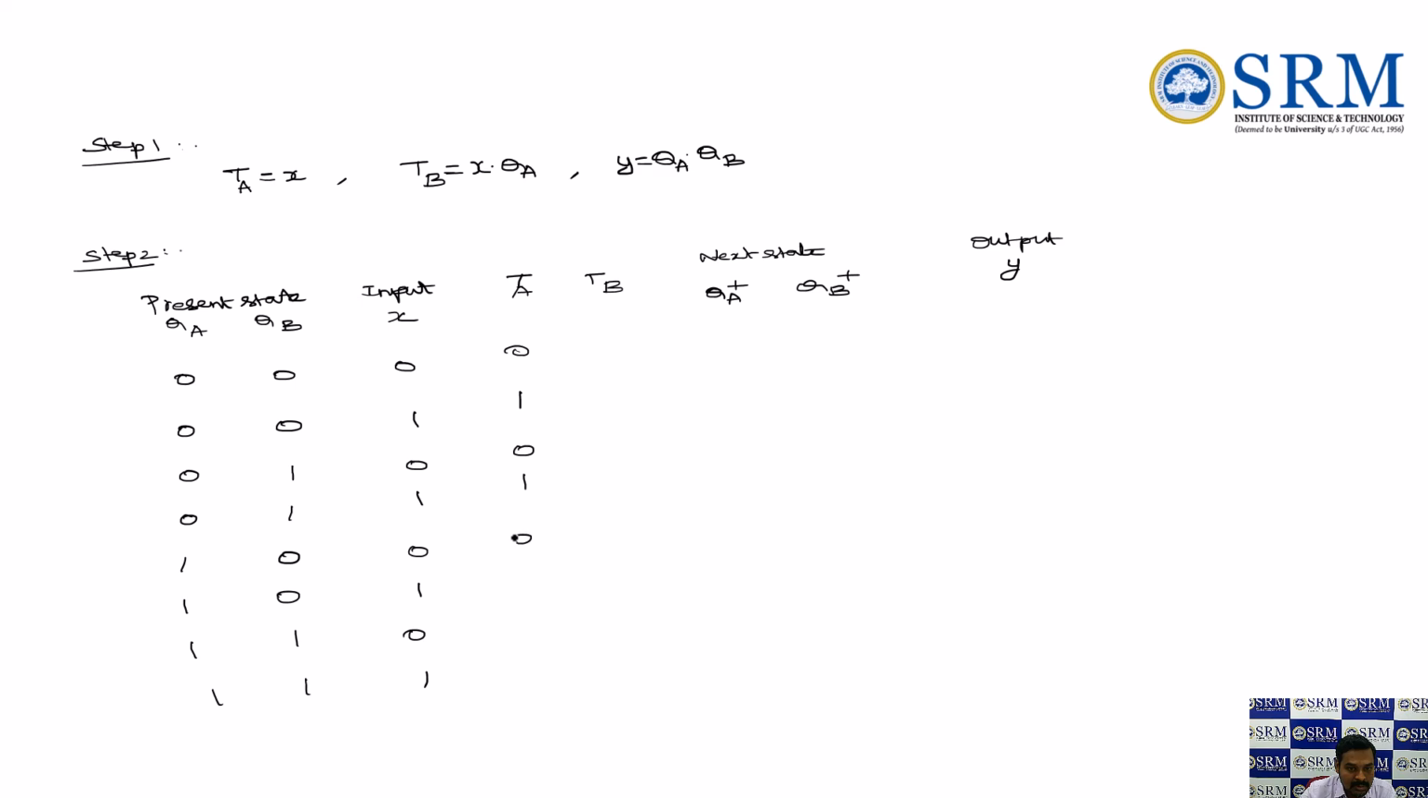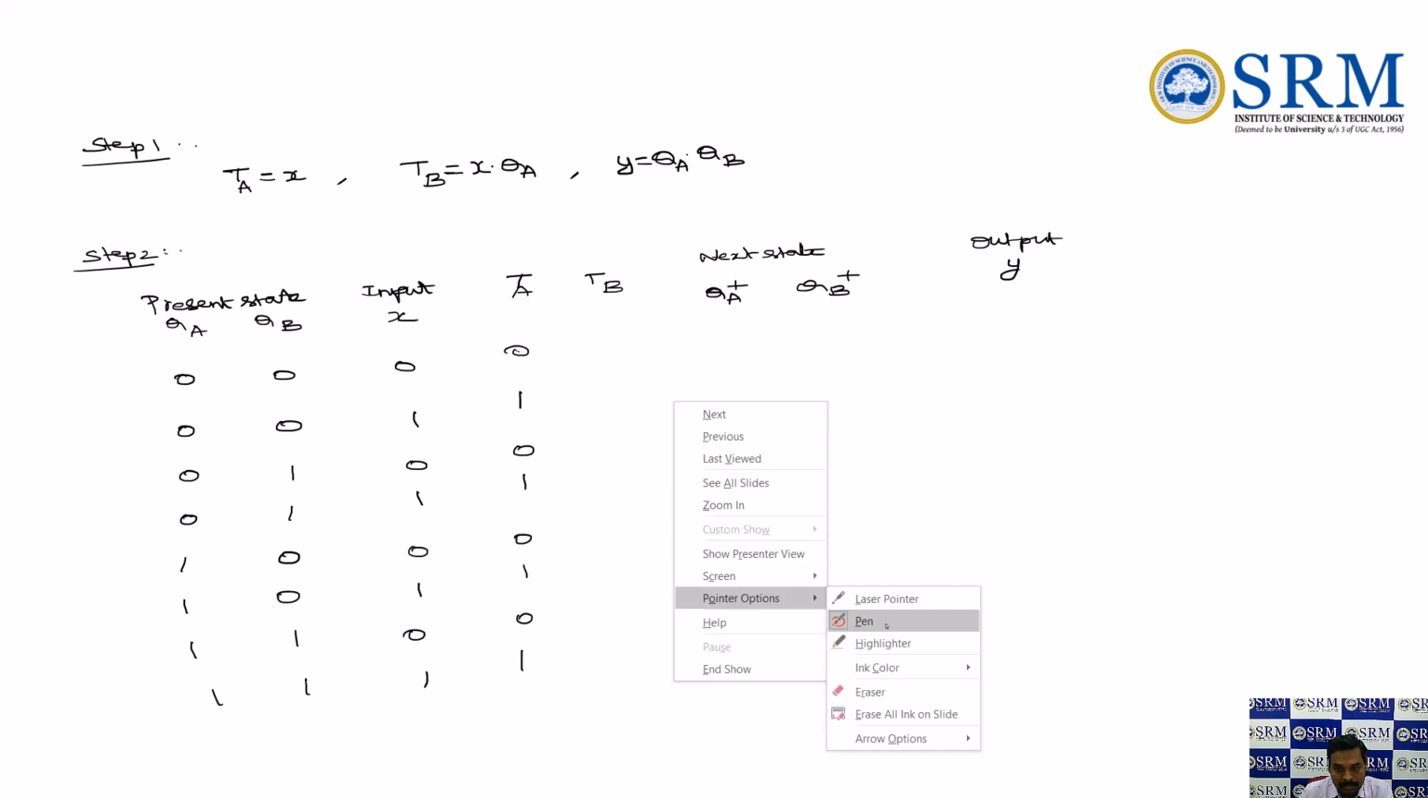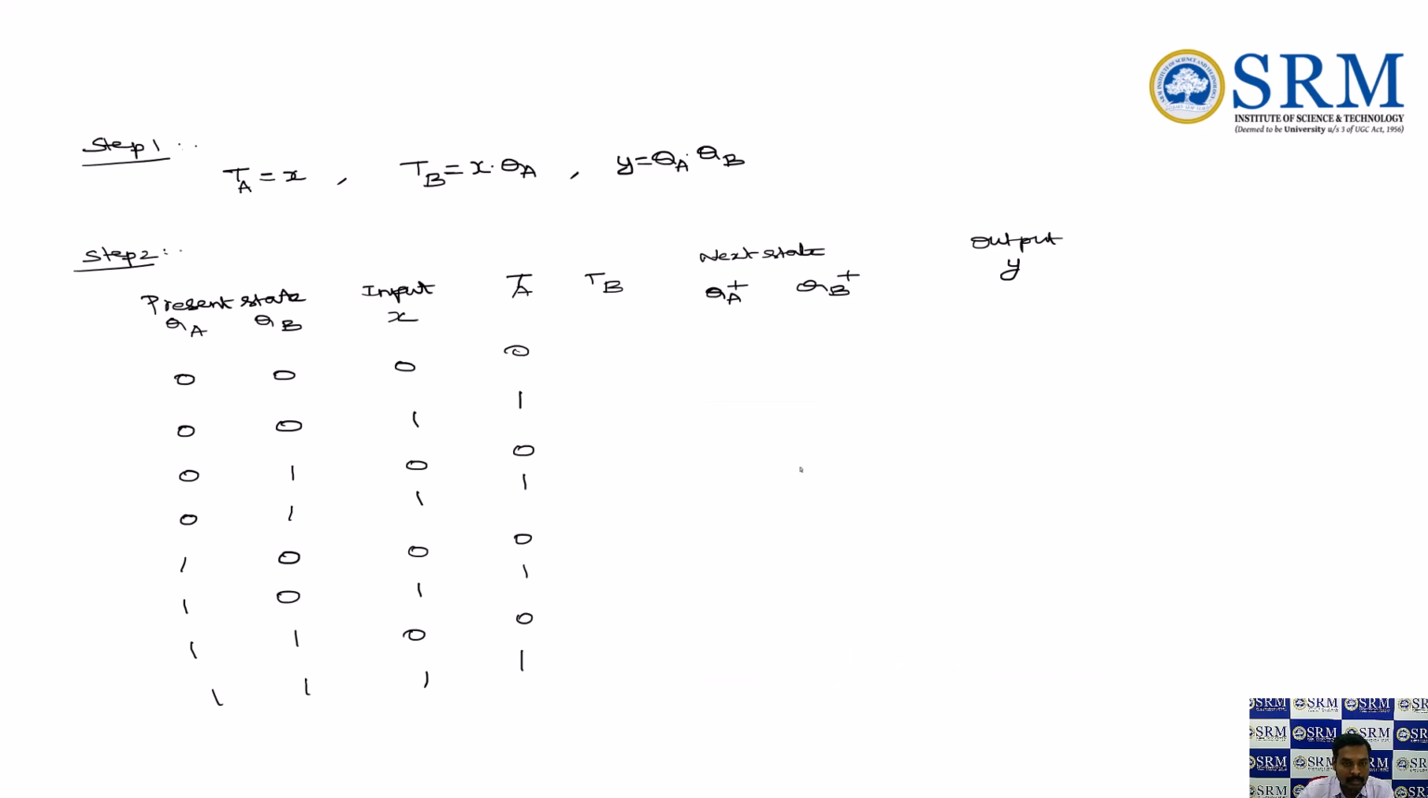So 0 1 0 1 0 1. Okay. Next TB is equal to X into QA. So I have to multiply this. I will mark it in some other color. So next I'm going to multiply this with QA along with X. So 0 0 0 0 1 0 0 0 0 0 into 1 0 1 0 0 1 1 1, 0 1 1, not 1, right?